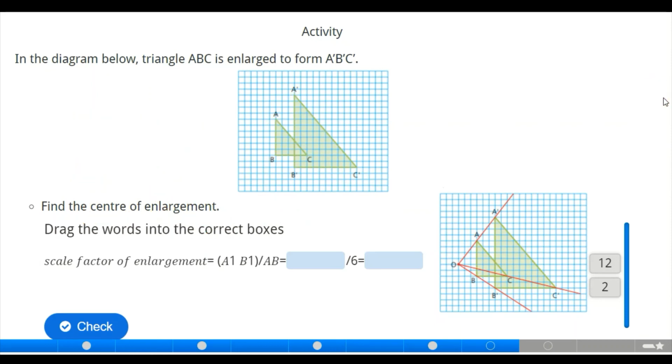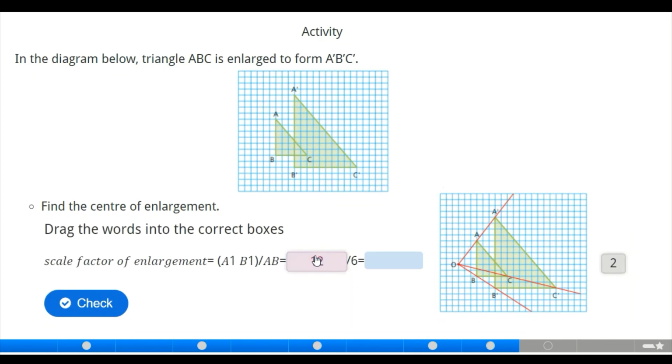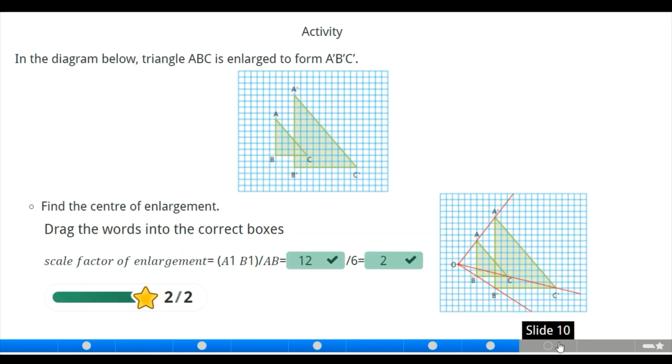So let's quickly put the right answer into the process. We have 12 here, that is for A prime, B prime. 12 divided by AB, that is line AB, which is 6, gives 2. And that gives us the solution to the scale factor of that enlargement.